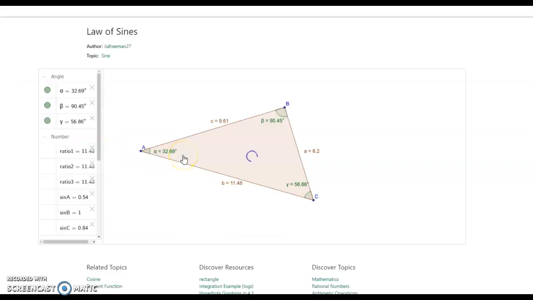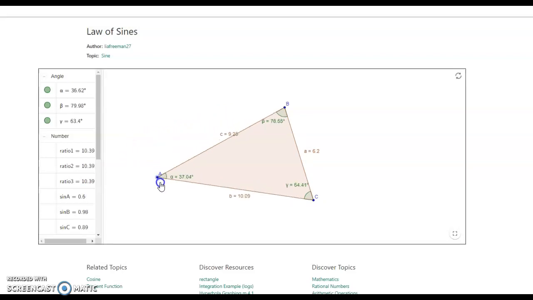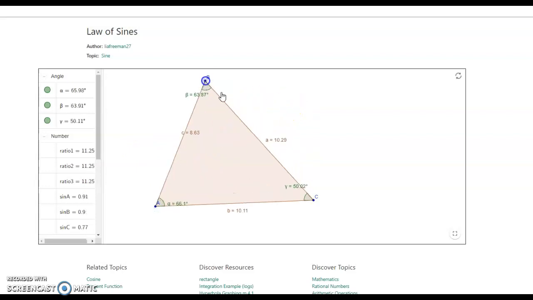And it opens up this really cool activity, which has a triangle already built and has the points A, B, and C on the triangle. And notice something, that angle A is always opposite side A, angle B is always opposite side B, and angle C is always opposite side C. And the cool thing here is you can move these points and you can make any shape of a triangle that you want.